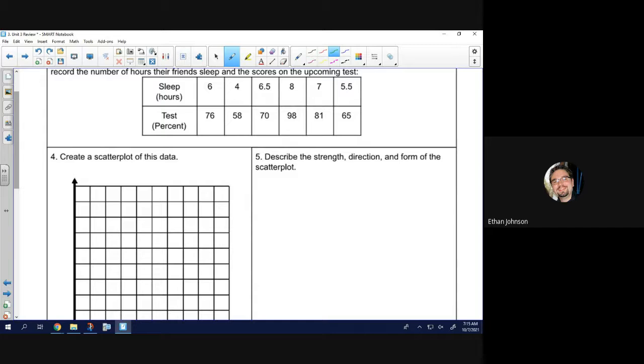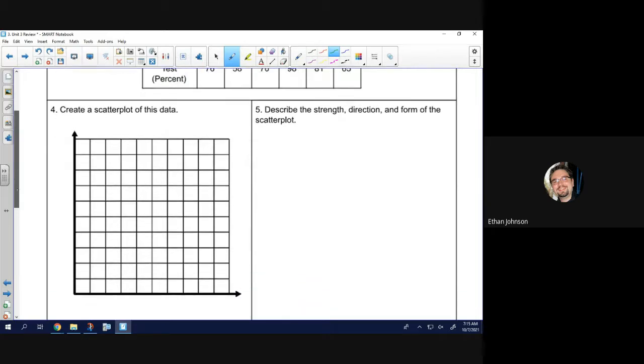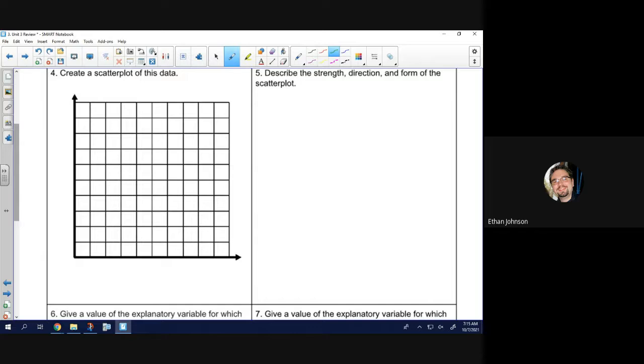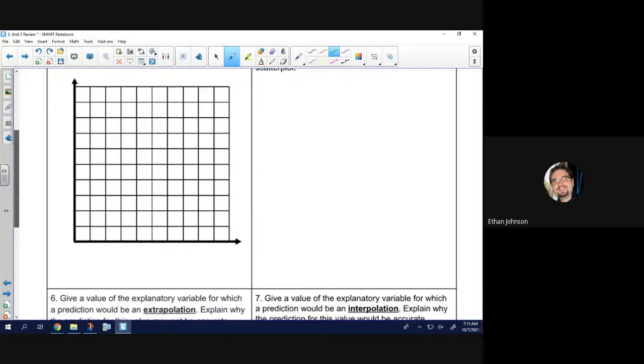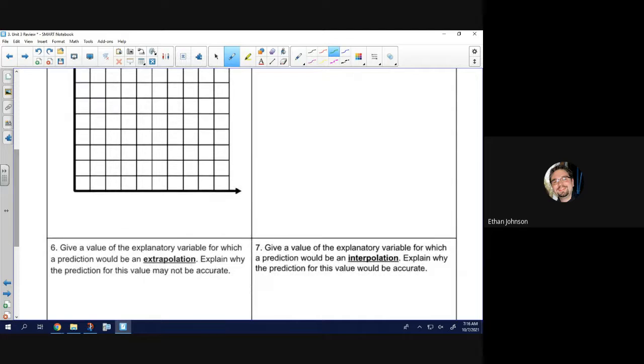Now, one thing that I notice, 6, 4, 6.5, 8, 7, 5.5, those are relatively small numbers. And looking at our graph, we have 10 lines, so we can just count by ones. So I call my x-axis sleep. And I just count by ones.